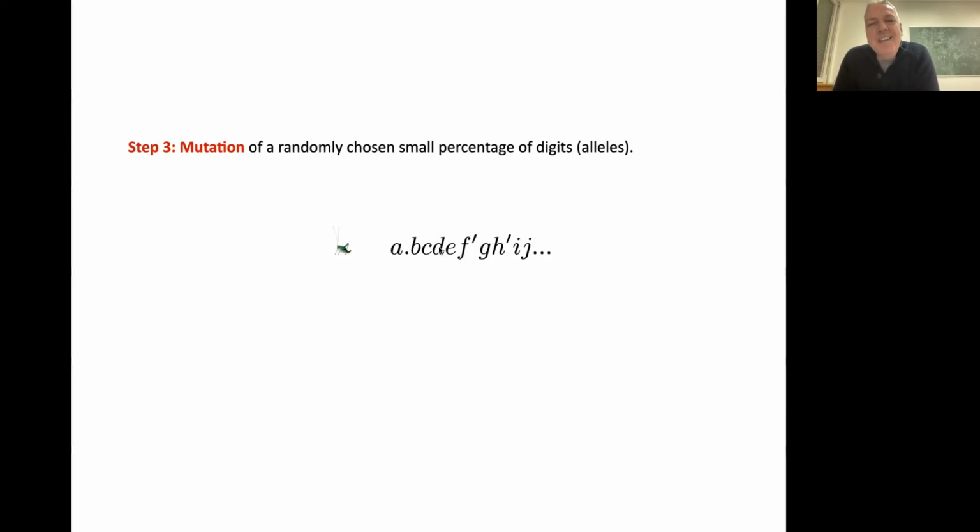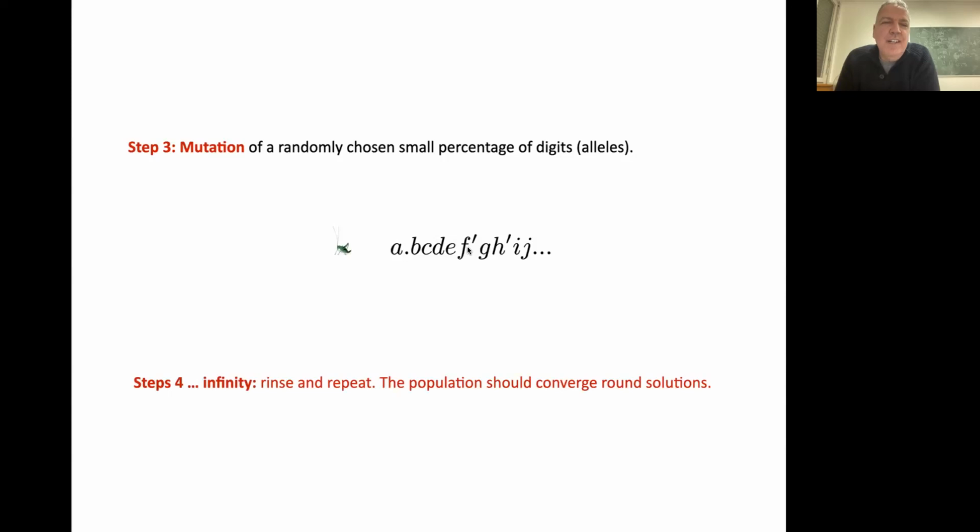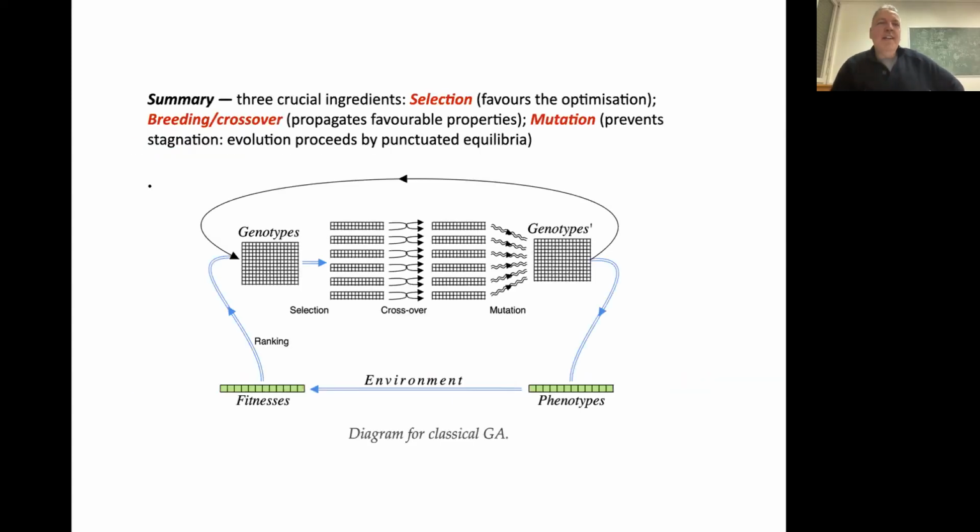An allele is the name for a single point on the genotype, right? So you just randomly select points, say 1 in 100 or so, and you flip it to a different value. So that's the mutation stage. And as we'll see, it's an important step. It's very crucial. And then you just rinse and repeat. You go around doing that for several generations, and you'll find that the population converges around solutions.